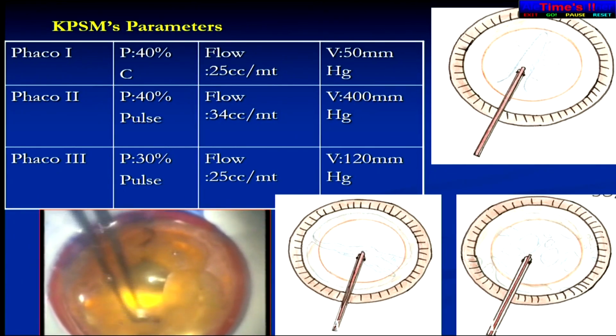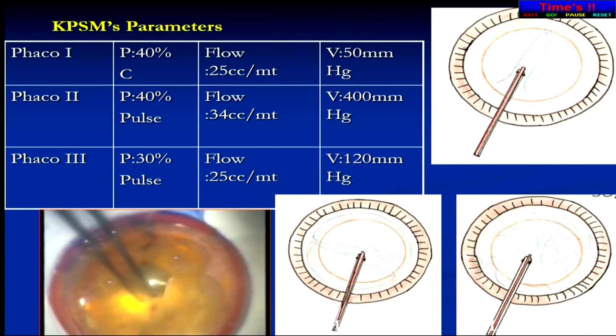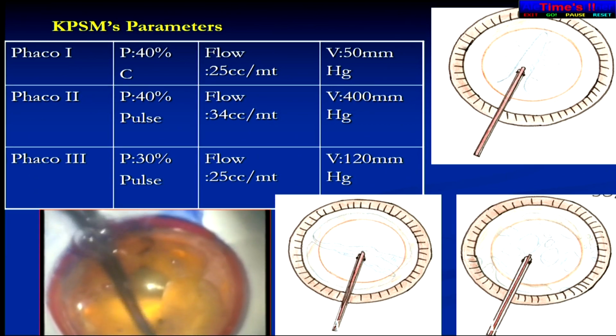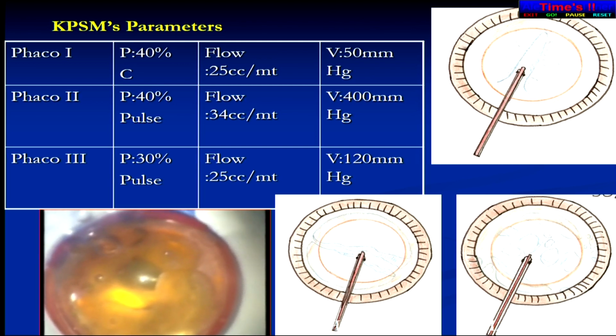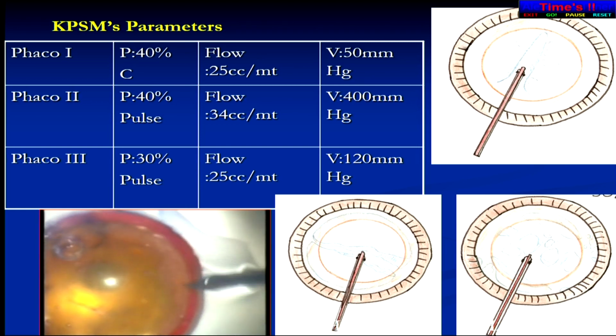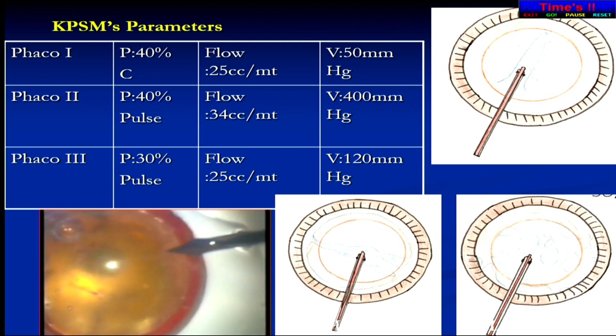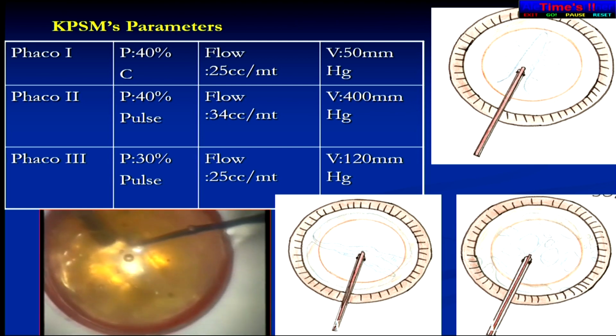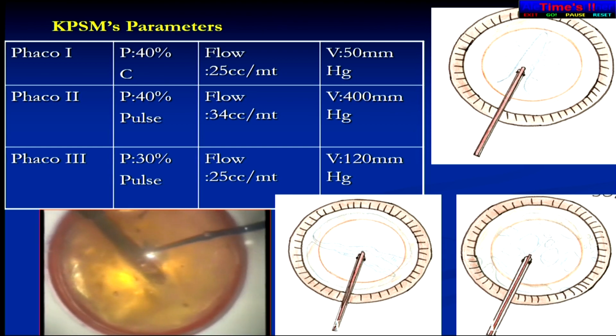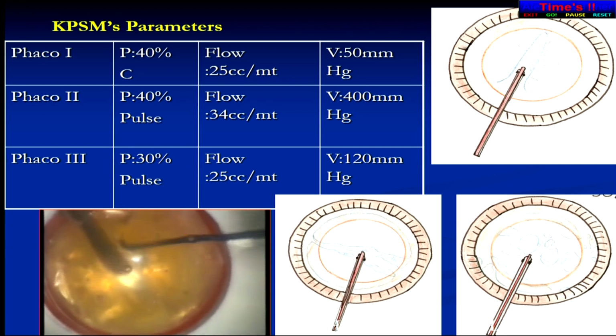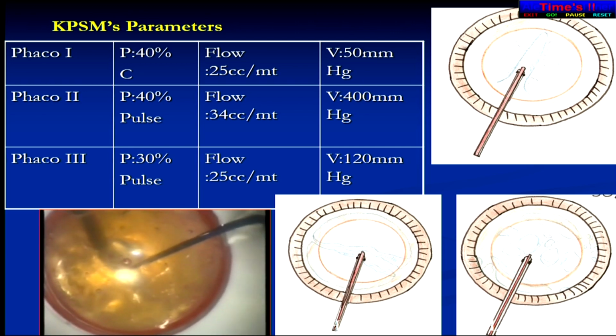This is my way of Phaco 1. I use 40% power, flow 25 cc, vacuum 50 millimeter when I am making the trench. When I have made a trench and separated two pieces, I bring one outside, one in front of me, pulse, 40% power, flow 34 cc, vacuum 400, now I take 500, mostly, always. And Phaco 3 is again, when most of your pieces are eaten and you have just small pieces remaining of the cortex or epinucleus, then you have Phaco power 30%, pulses, flow 25 cc, vacuum 120 mm.